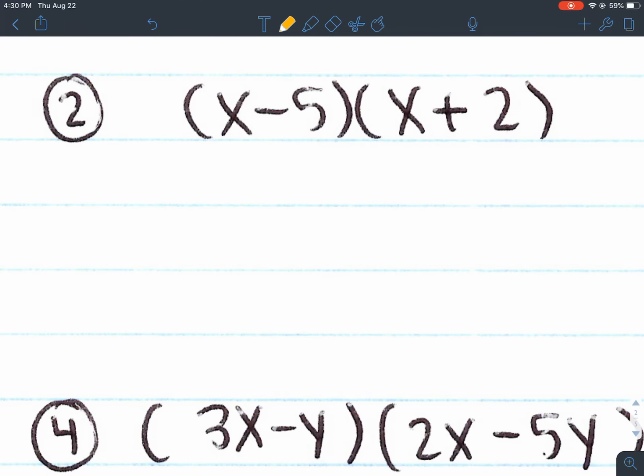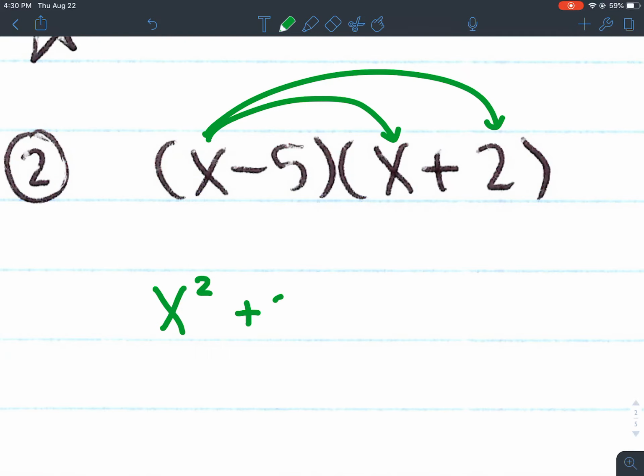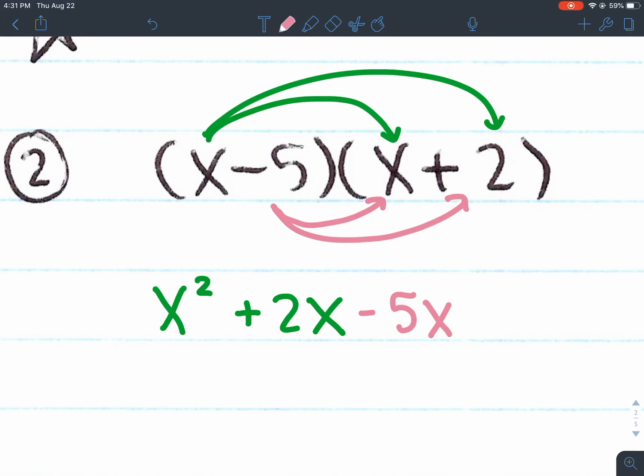All right, number 2, x minus 5 times x plus 5. Same thing, you're going to double distribute. X times x is x squared, and x times 2 is plus 2x. So you distributed one term, now you're going to do the double, which is the second one. Negative 5 times x is going to be negative 5x. Negative 5 times 2 is going to be negative 10.